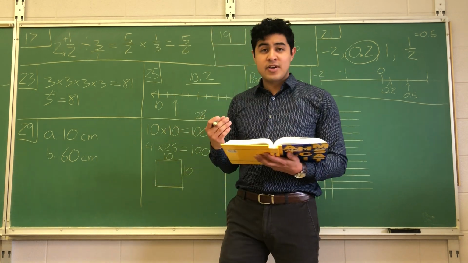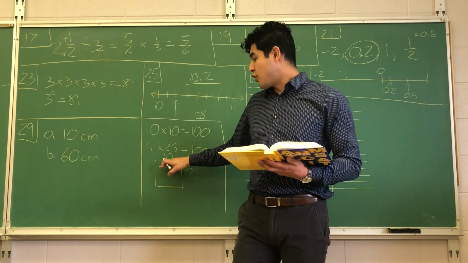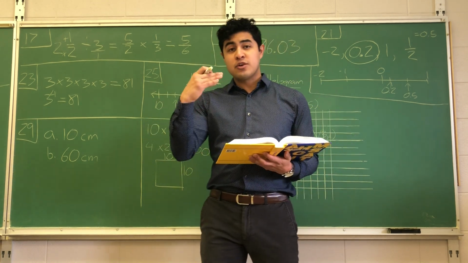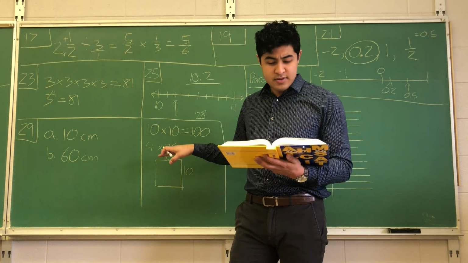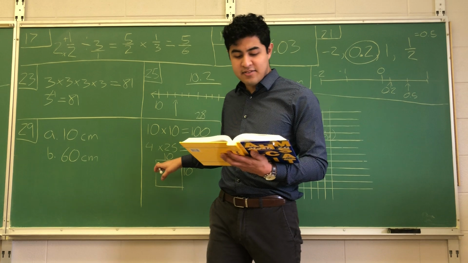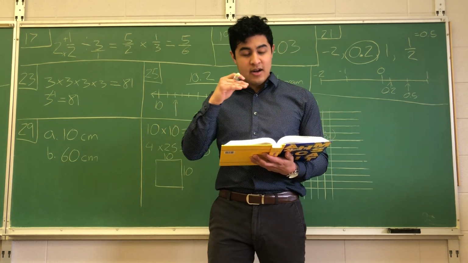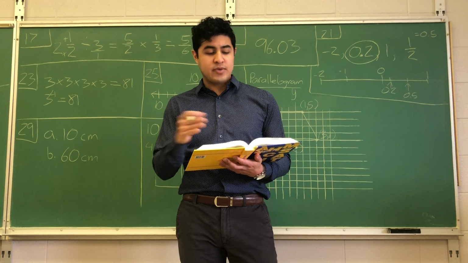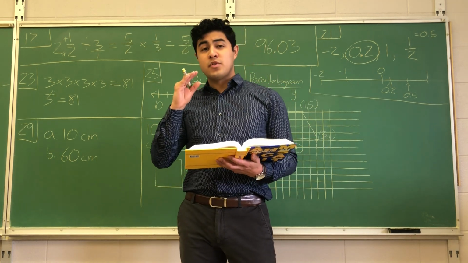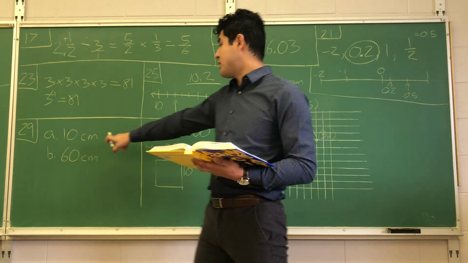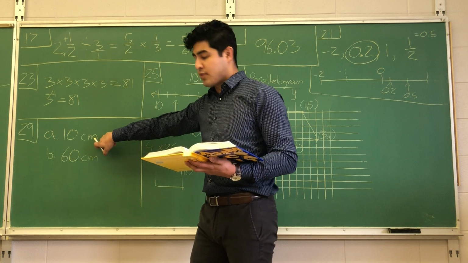Now, the hexagon shares a side with the square. So if the hexagon shares one side with the square and the side of the square is 10 centimeters, then we know that the length of each side of the hexagon is 10 centimeters, okay? A hexagon has 6 equal sides. So the answer for 29A is 10 centimeters, okay?